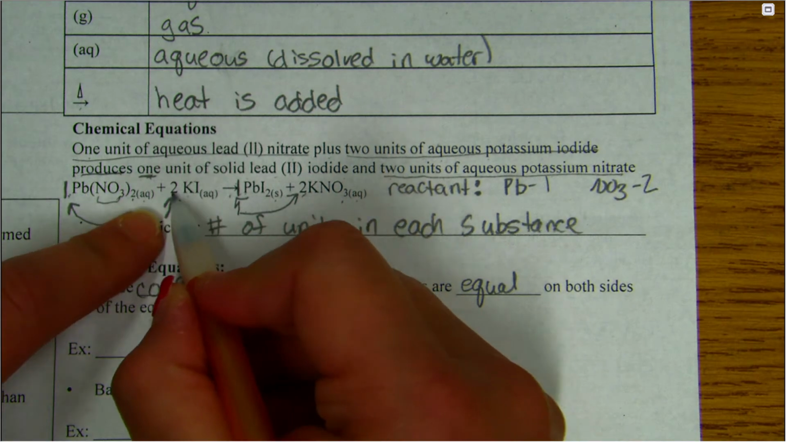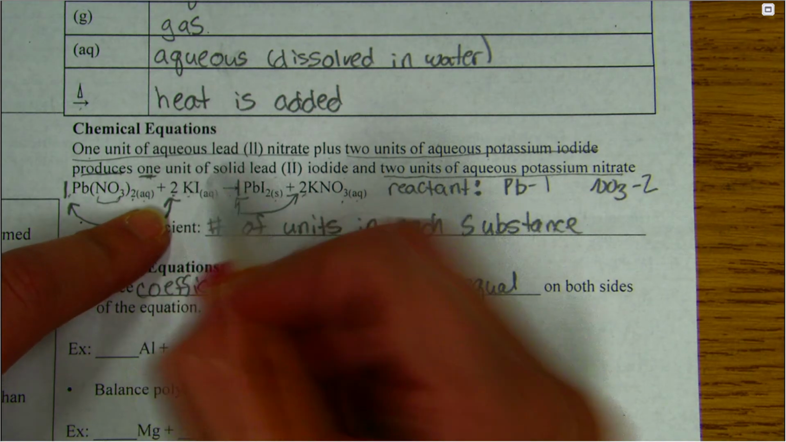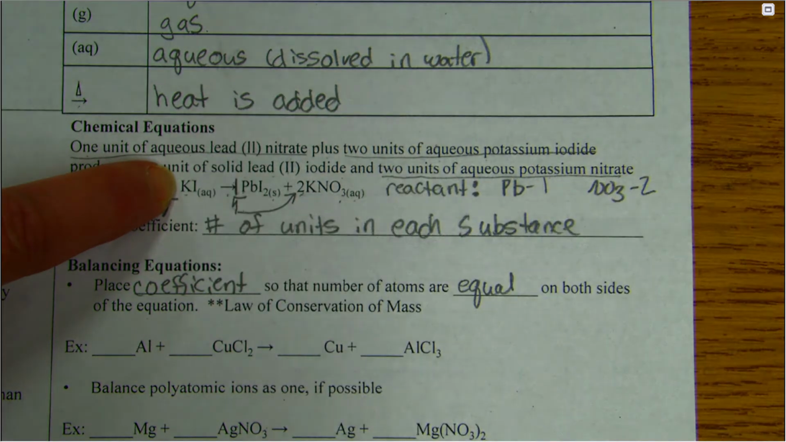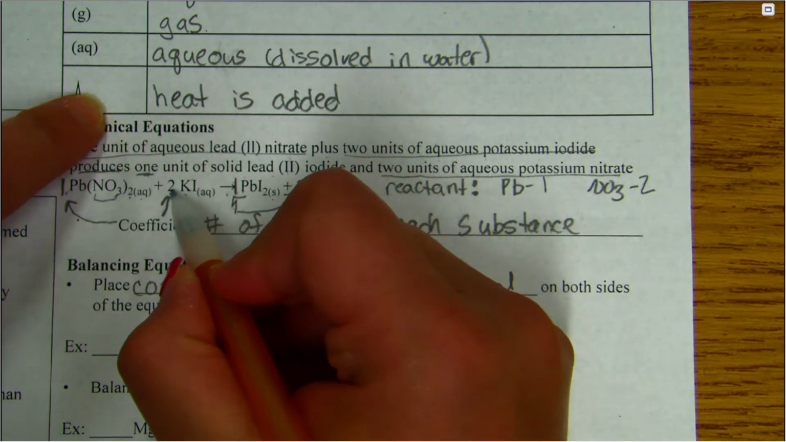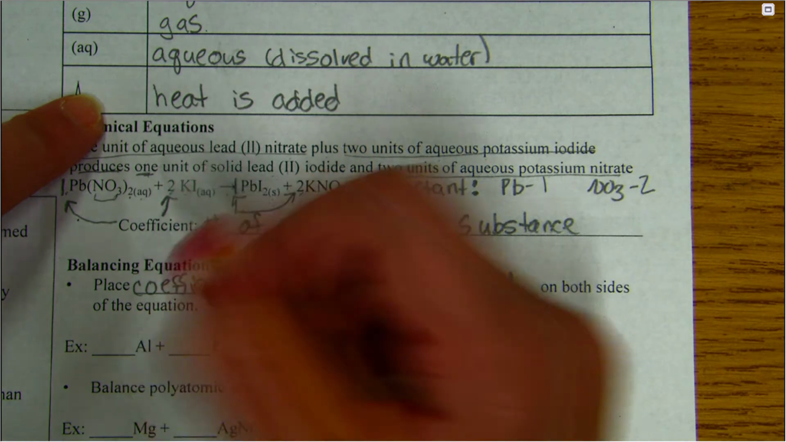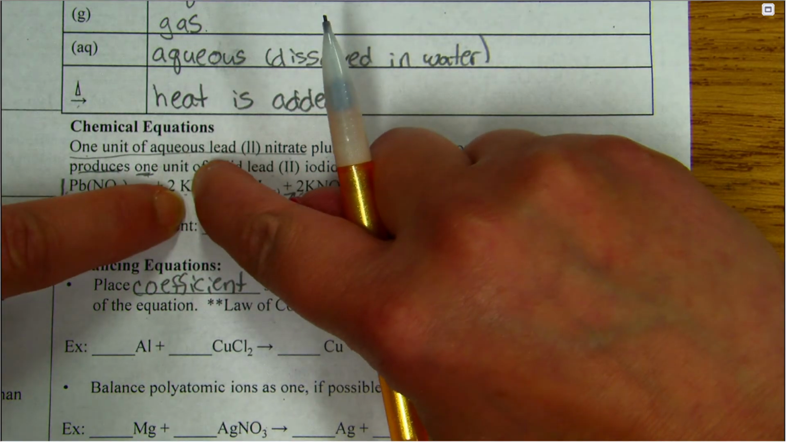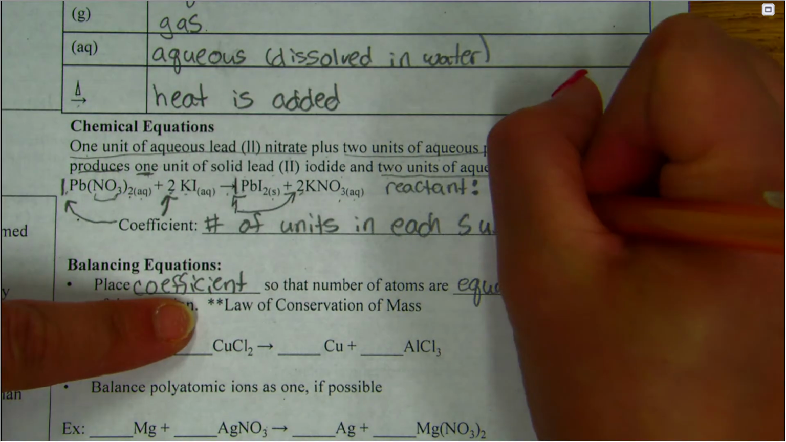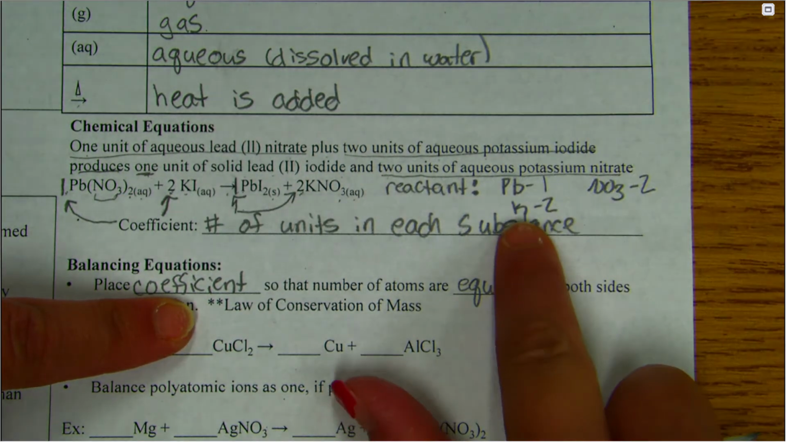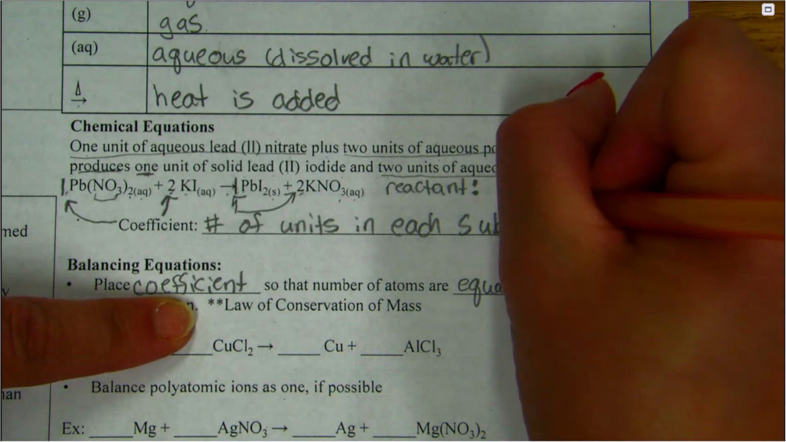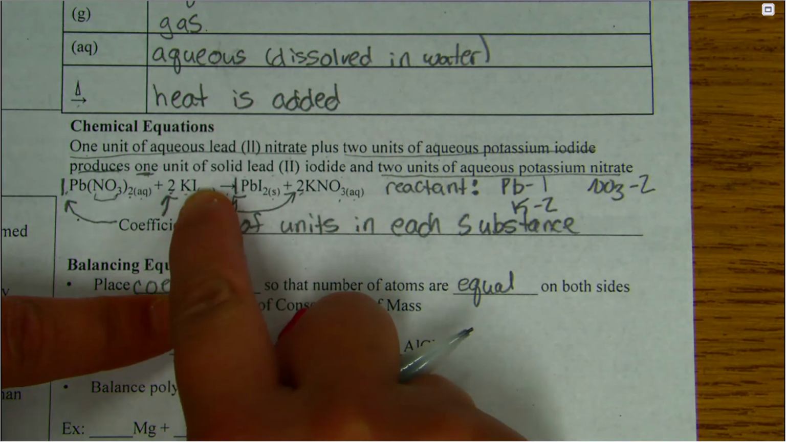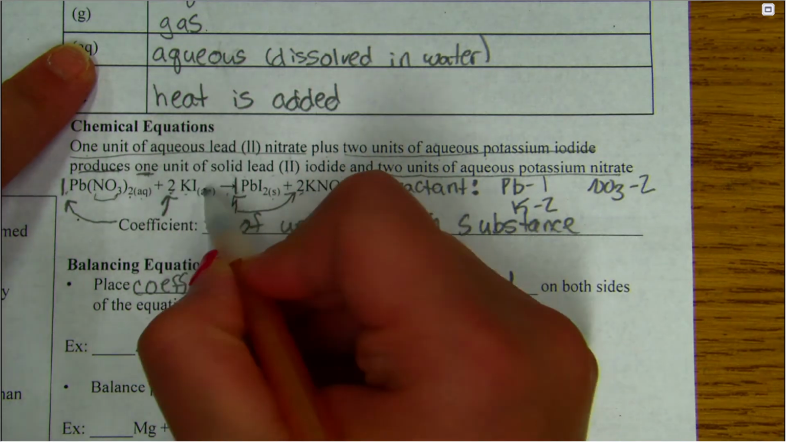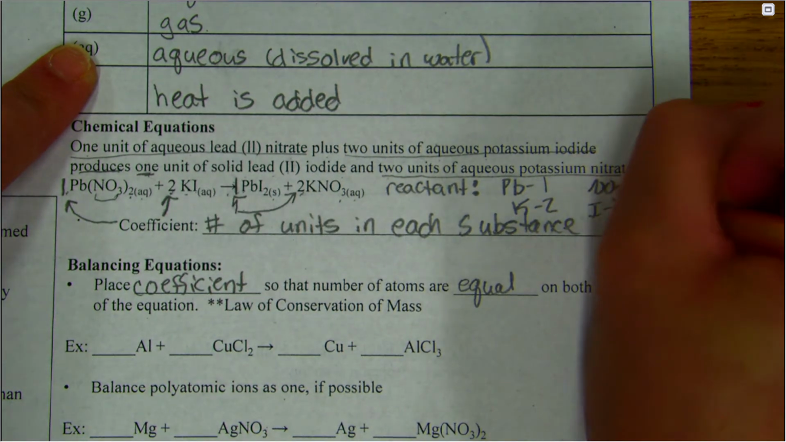I have a 2 in front of the KI. So how many potassiums do I have in just the KI? And that is 1. This 2 is going to be multiplied. So if I start with 1 potassium, 1 times 2 is 2. So I have 2 potassiums. I have 1 iodine as well to start with in KI. 2 times 1 is 2.